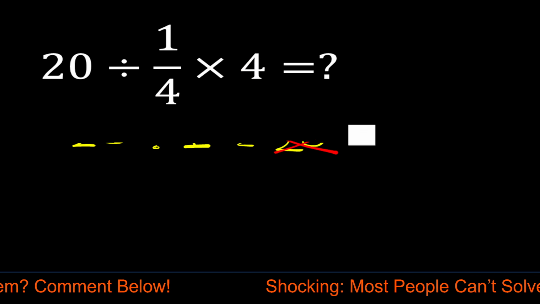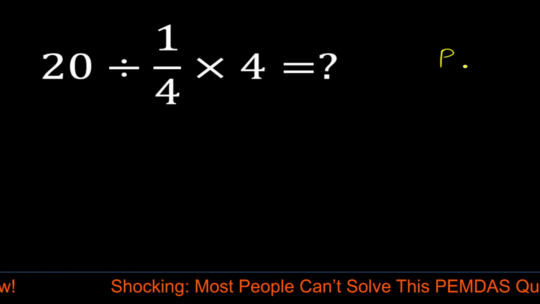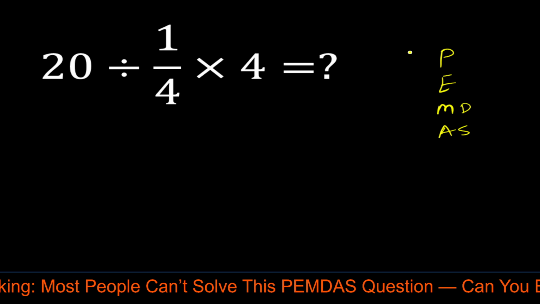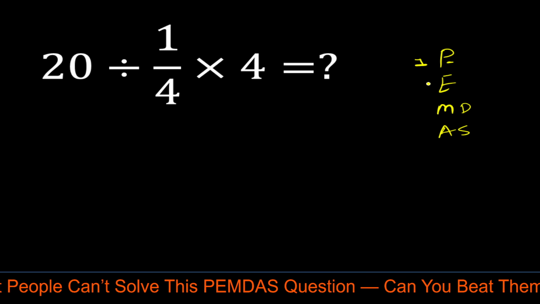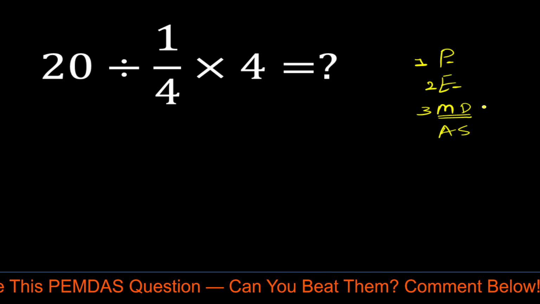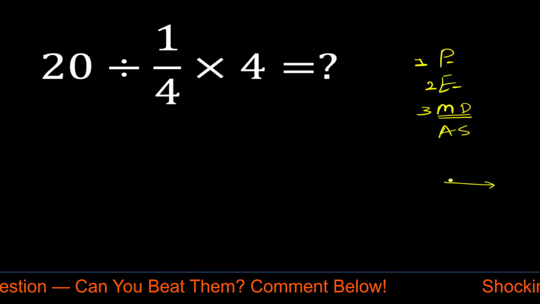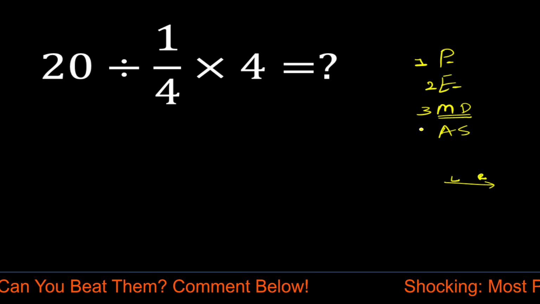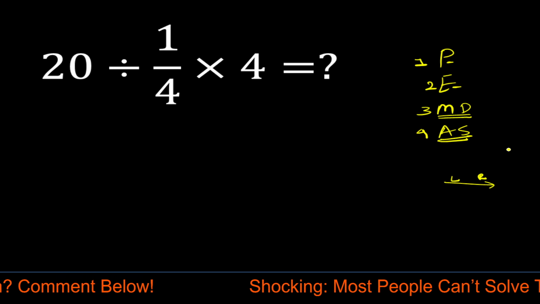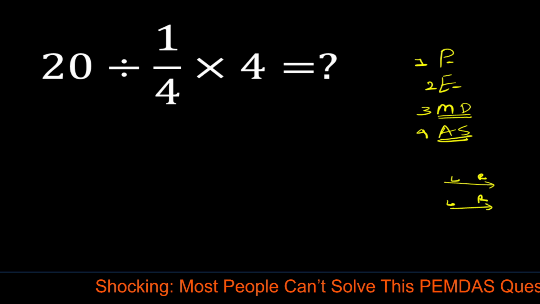So now let's solve this problem correctly by using the PEMDAS rule, right? So PEMDAS, P-E-M-D-A-S. According to PEMDAS, first priority is parentheses, then second priority is exponents, then third priority is multiplication and division. Here multiplication and division both have equal priority, so we have to solve it from left to right. Then fourth and last priority is addition and subtraction. Also addition and subtraction both have equal priority, so we have to solve it from left to right.